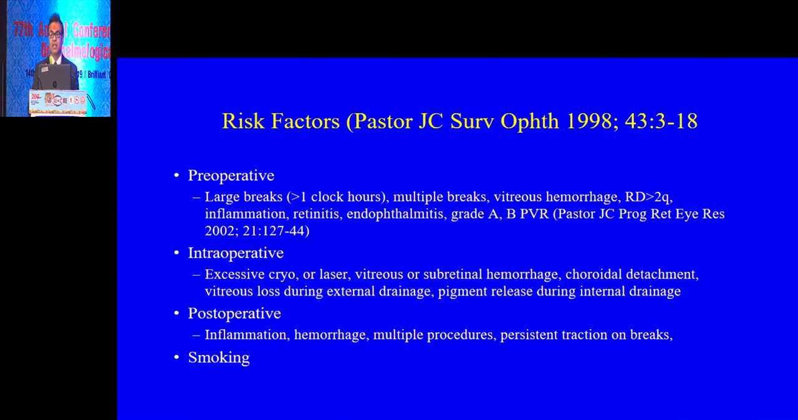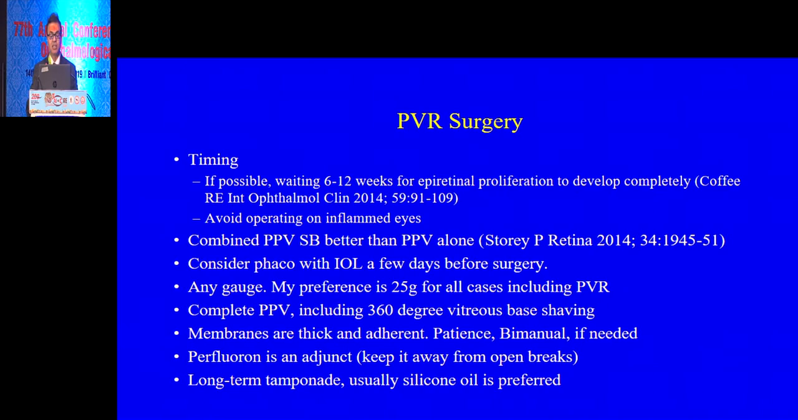So the risk factors, we all know, anything that causes inflammation, such as large breaks, multiple breaks, vitreous hemorrhage, excessive cryo or laser, and postoperatively. PVR surgery, if possible, try to wait about 6 to 12 weeks, but you have to balance the duration of macular detachment. Usually buckle is helpful, so if they don't have a buckle, they should have a buckle. Most of these eyes will have silicone oil or long-term tamponade. So if they are phakic, try to make them pseudophakic a few days before. Do a complete PPV. These membranes are thick and adherent, so you have to be patient, and you may have to do bimanual if needed.